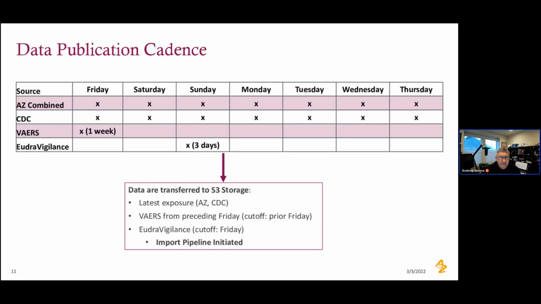I'll just speak briefly on publication cadence. The AZ combined data was compiled on a daily basis. CDC also publishes daily for administration information. VAERS was updated weekly, and vigilance every 3 days. And this is a problem in and of itself, in that you basically end up having to write a pipeline to keep up with these analyses. It's very much a moving target.